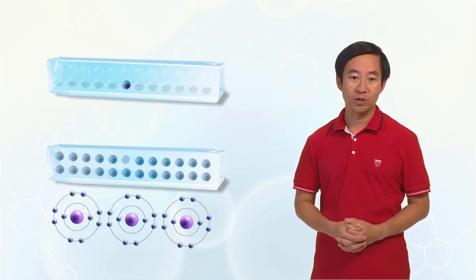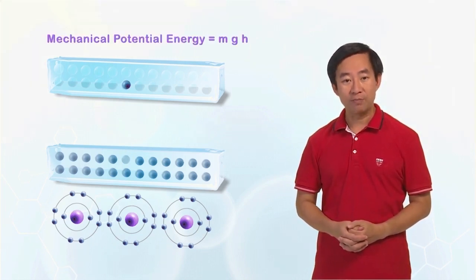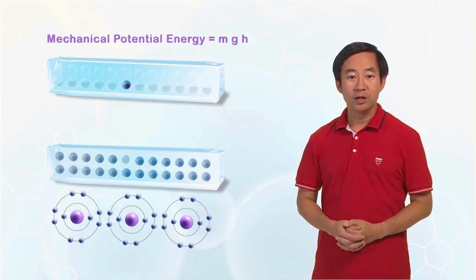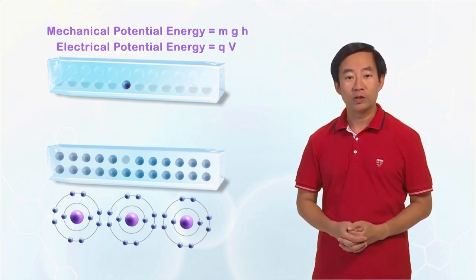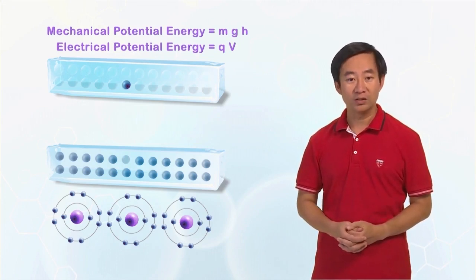Therefore, it gains energy when it moves away from a positive charge or moves closer to a negative charge. You may be able to recall mechanical potential energy is given by mgh. Electrostatic potential energy is given by charge times voltage, or QV. Voltage sort of takes the place of height in the mechanical potential energy.